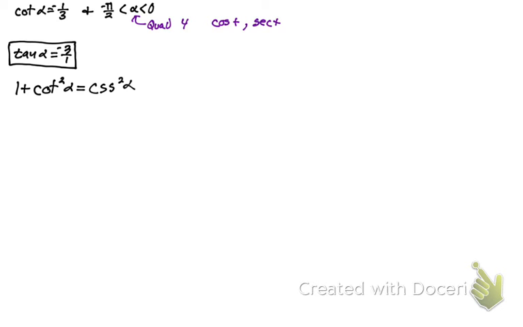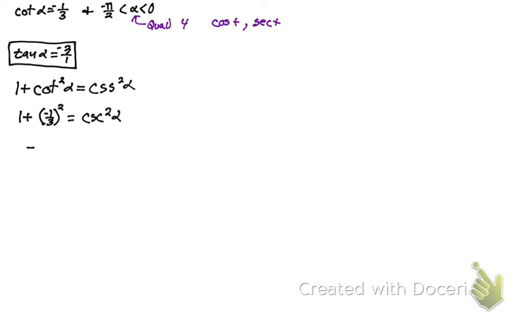Now, we already know cotangent is negative 1/3, so we're going to plug that in for cotangent alpha. That's going to give me 1 plus. Now remember, you're replacing the entire cotangent with it. So no more writing cotangent. In its place, we write negative 1 over 3. But that's squared. Don't forget about the squared. And that's going to equal cosecant squared alpha.